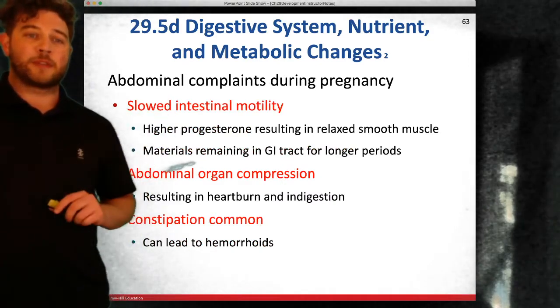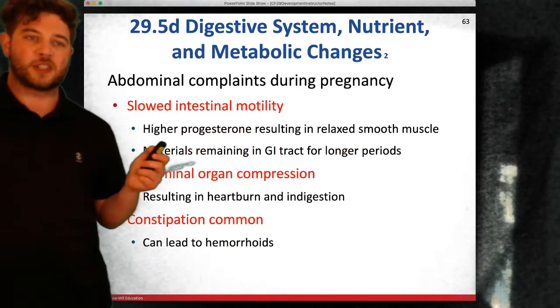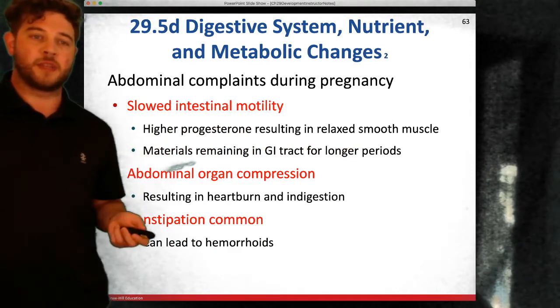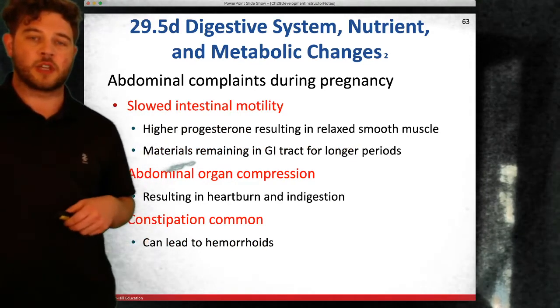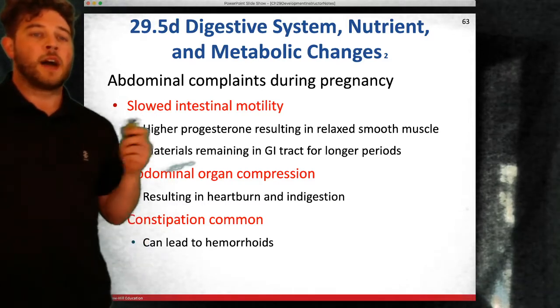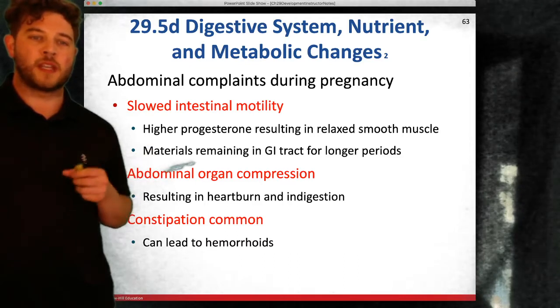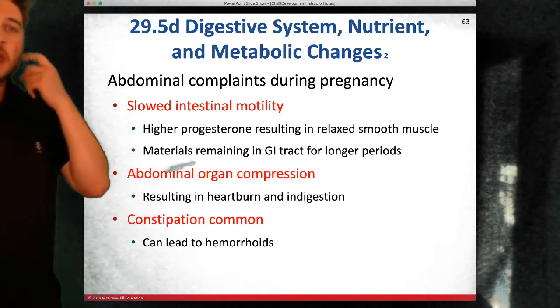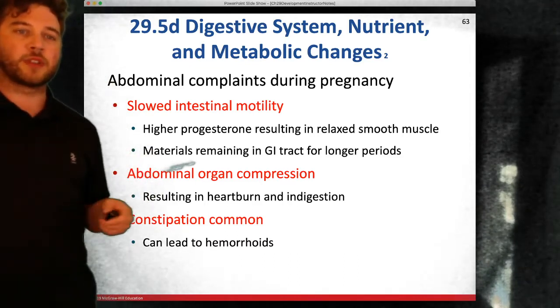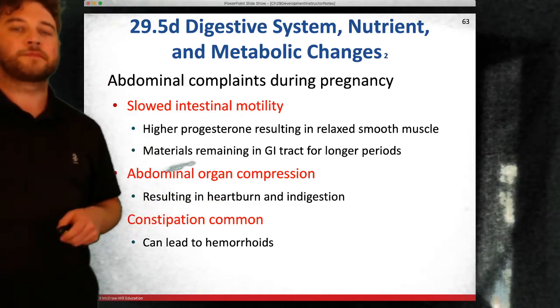Okay, you get abdominal complaints during pregnancy. Slowed intestinal motility, constipation is very common, and can lead to hemorrhoids if they're struggling to defecate. High progesterone results in relaxed smooth muscles. Materials remain in the GI tract for longer periods of time. You have abdominal organ compression occurring, resulting in heartburn and indigestion.